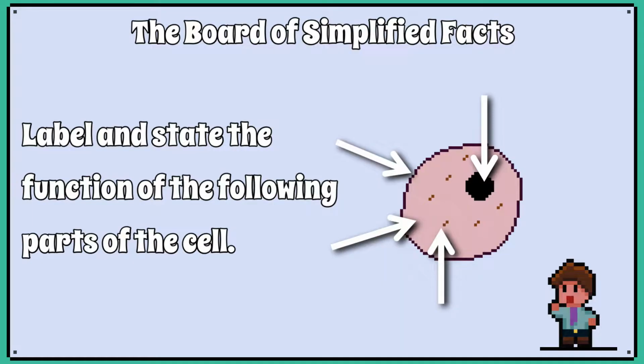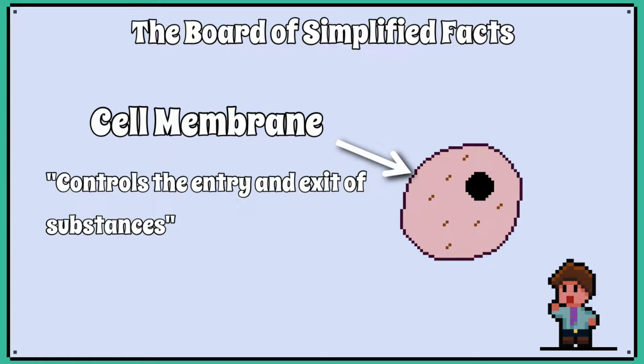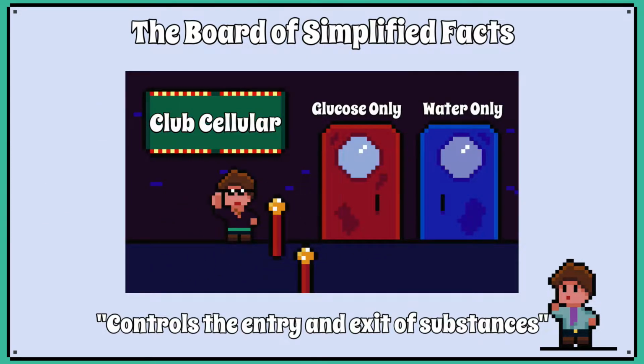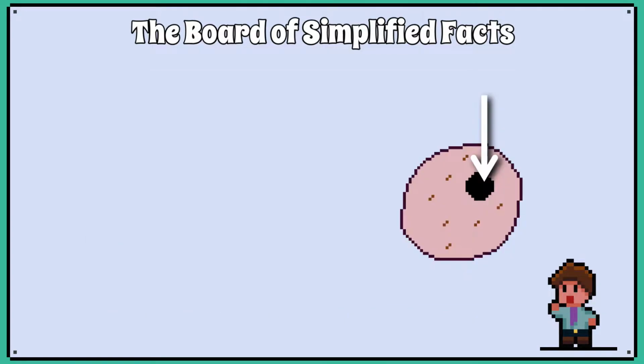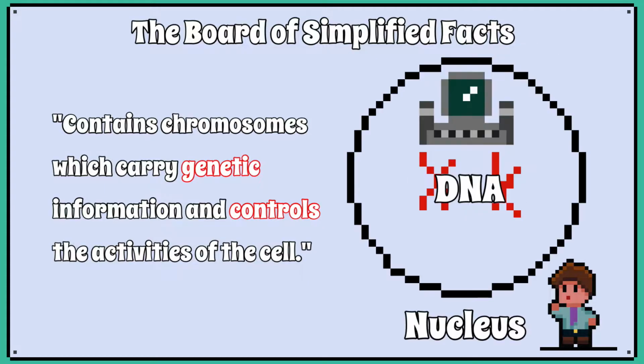labelled part. The outer line is called the cell membrane, and it controls the entry and exit of substances in and out of the cell. Think of it a bit like a bouncer outside a club letting certain people in and out. The smaller circle is called the nucleus. The nucleus controls the activities of the cell and contains genetic material called DNA. Some people like to think of the nucleus as the supercomputer of the cell.